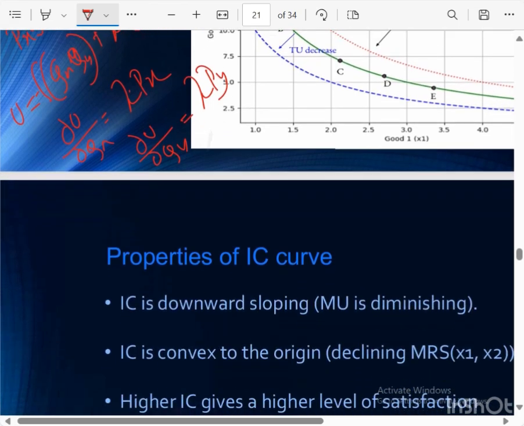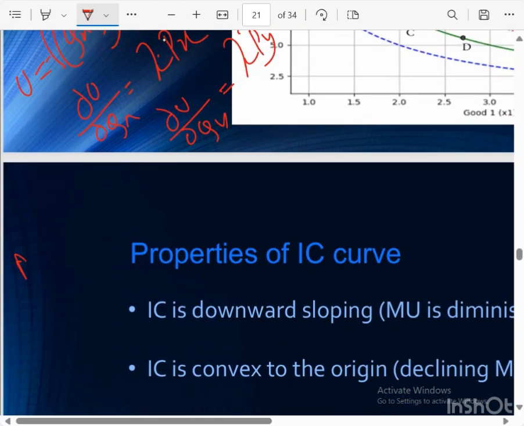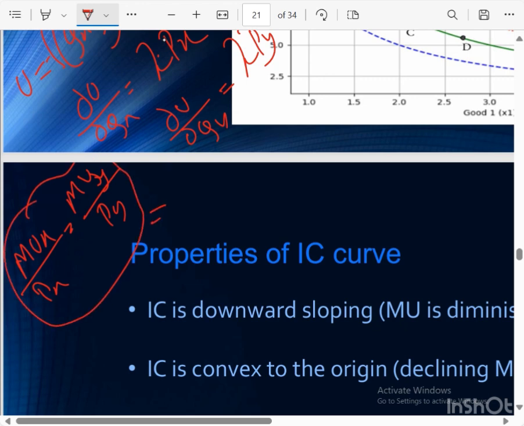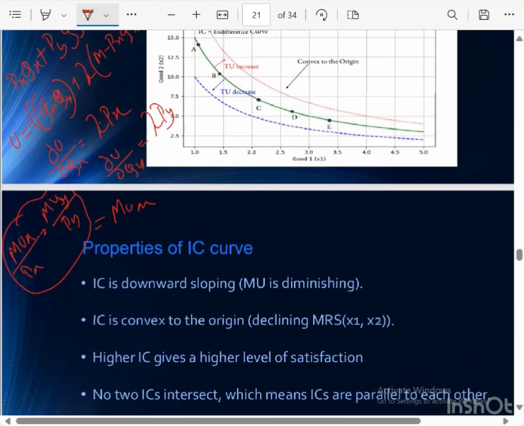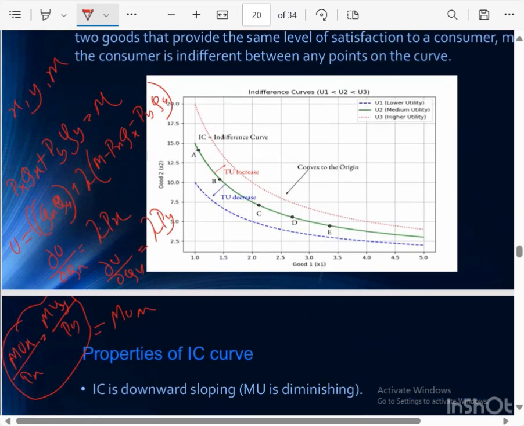So dividing both, we can see MUx divided by Px is equal to MUy divided by Py, and it's equal to lambda, the marginal utility of money. This proves that equilibrium is achieved when the marginal utility per unit of money is the same for all goods. So we can see the graphical representation here.